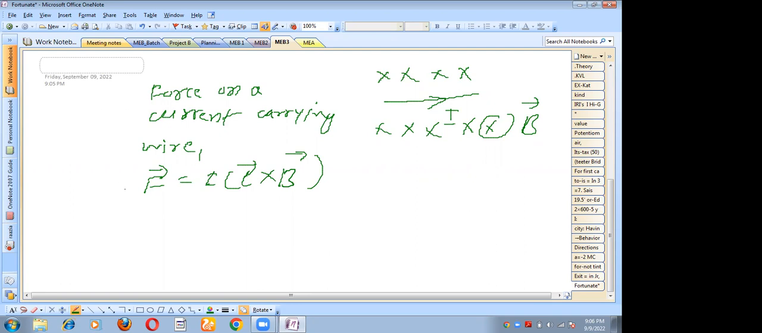This can also be written as, the magnitude of F is ILB sine theta, where theta is the angle between the current carrying wire length and the magnetic field. So this is the formula you may already know, F is equal to IL cross B.